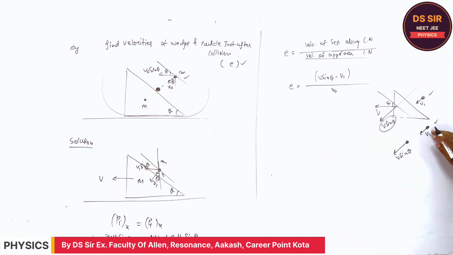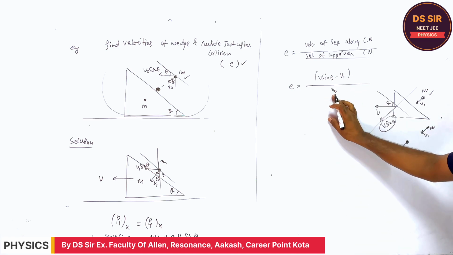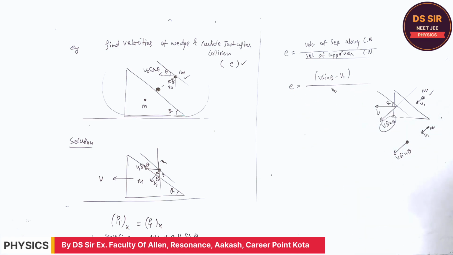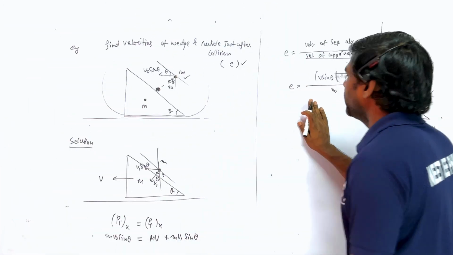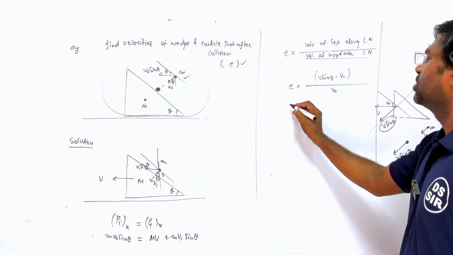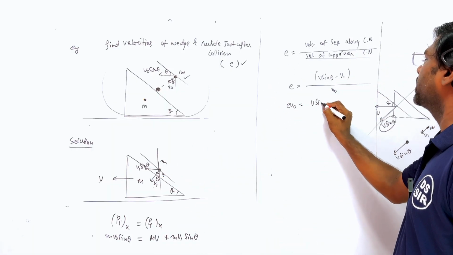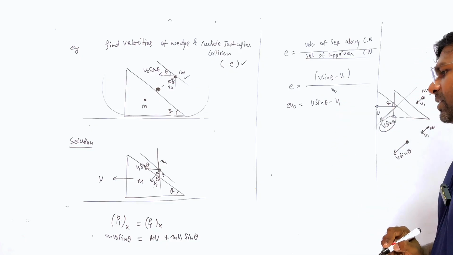If I assume this is v1, then the relative velocity is V sine theta plus v1, but I assume the mass m is moving with the speed v1 along the common normal. So V sine theta minus v1 upon v naught is the coefficient of restitution. Is it clear? Copy this. Okay, so we have two unknowns, the wedge velocity V and the particle velocity v1. So it may be written as e v naught equals V sine theta minus v1. Now we can simplify this.